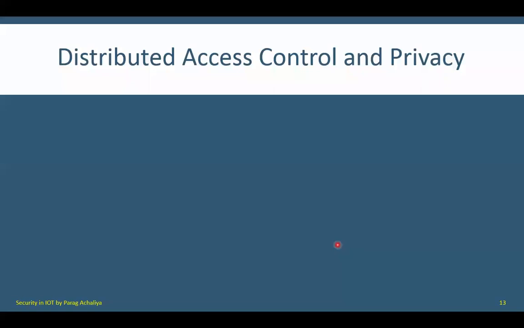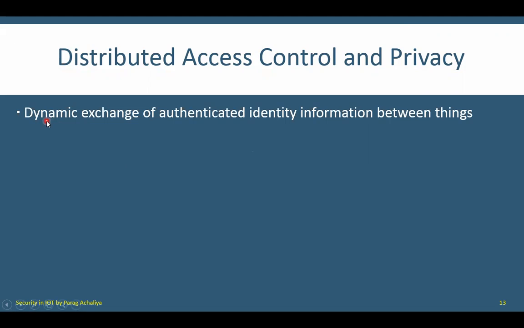Next is distributed access control and privacy. Dynamic exchange of authenticated identity information between things. So there should be what? Dynamic exchange of authenticated entity information. When there are two or more things interacting with each other, when one device generates some data and that data is transmitted to another device, in that case, there should be proper what? Dynamic exchange of entity information.